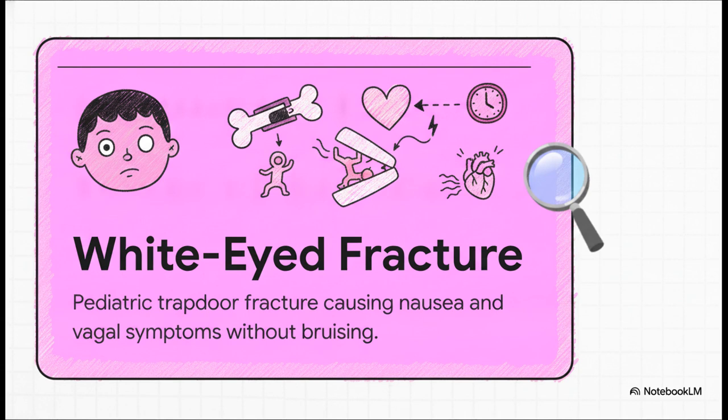So externally, the eye looks totally white and completely normal. There's no massive bruising. But internally, that trapped muscle is being strangled, which triggers the oculocardiac reflex. The child will present with severe, acute nausea, vomiting, and bradycardia. Make no mistake, this is an absolute urgent surgical emergency to save that muscle from necrosis.